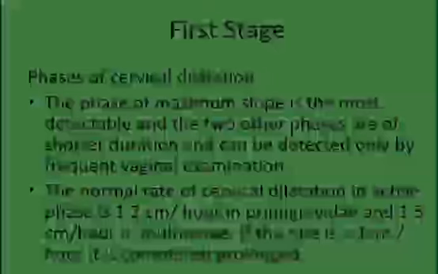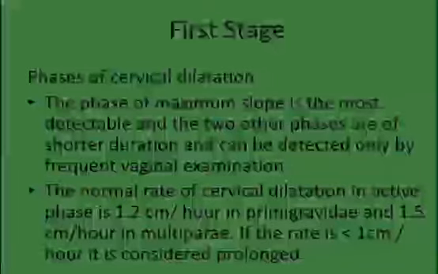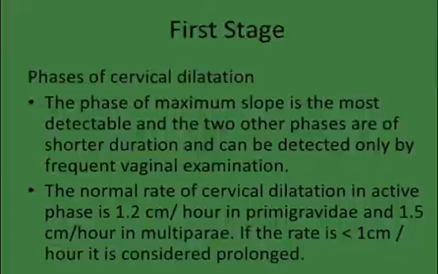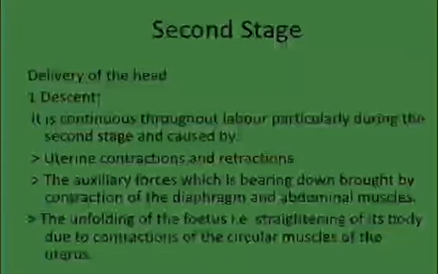The normal rate of cervical dilation in the active phase is 1.2 cm per hour in primigravidae and 1.5 cm per hour in the multipara. If the rate is less than 1 cm per hour, it is considered prolonged.